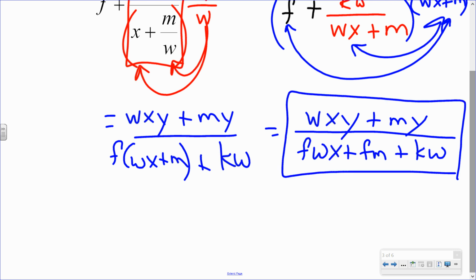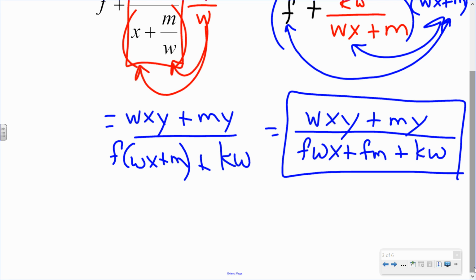And we do have a GCF in the numerator. We could factor that out. Do we have a GCF in the denominator? So we could just stop with this. So any questions with simplifying those complex fractions?